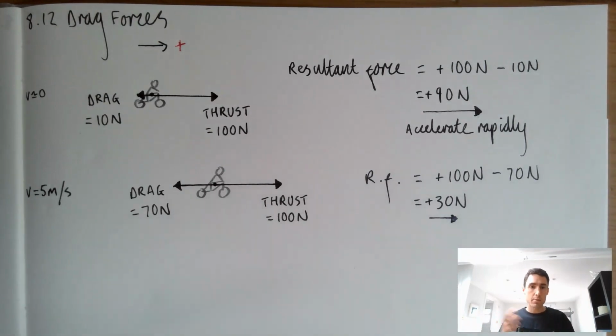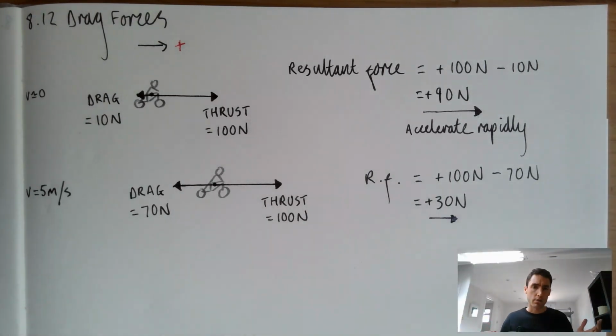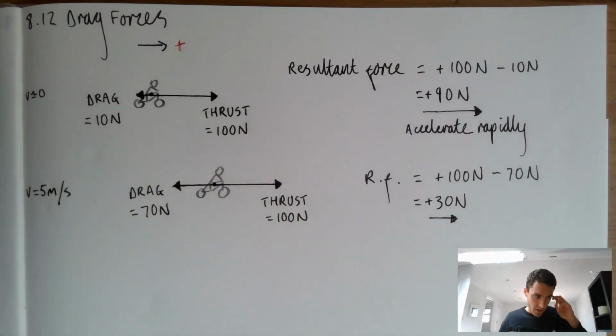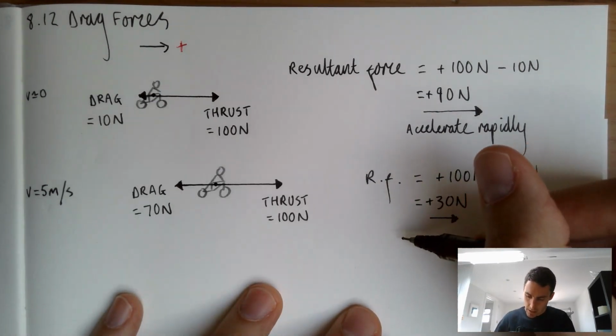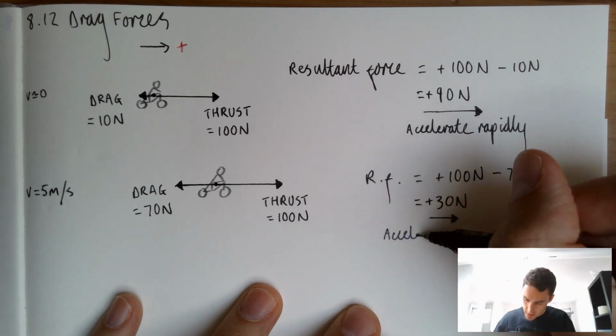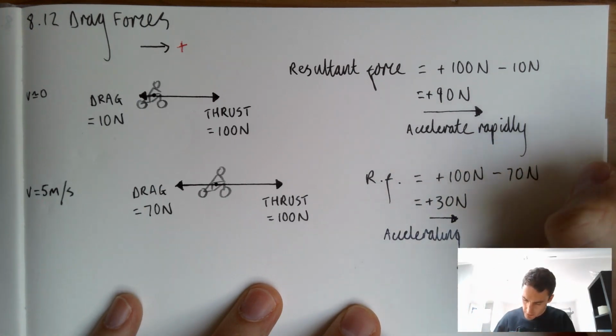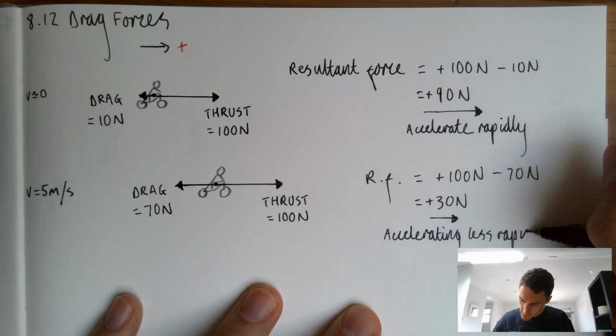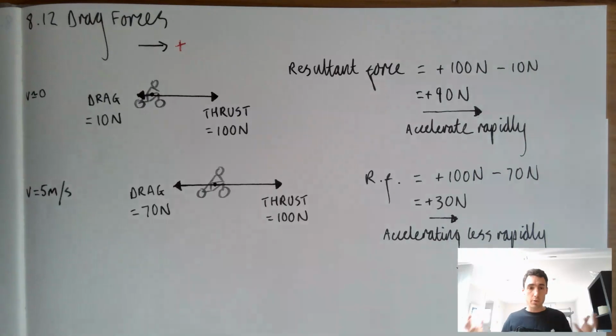Now, here's a misconception that they might have. They might think, well, because the drag's bigger, now the cyclist must be slowing down. You still want to emphasize there's still a resultant force in that direction, but it's less than it was before. So the cyclist is still accelerating, but not as rapidly as it was before. I'll put accelerating less rapidly to try and keep it succinct. So accelerating less rapidly.